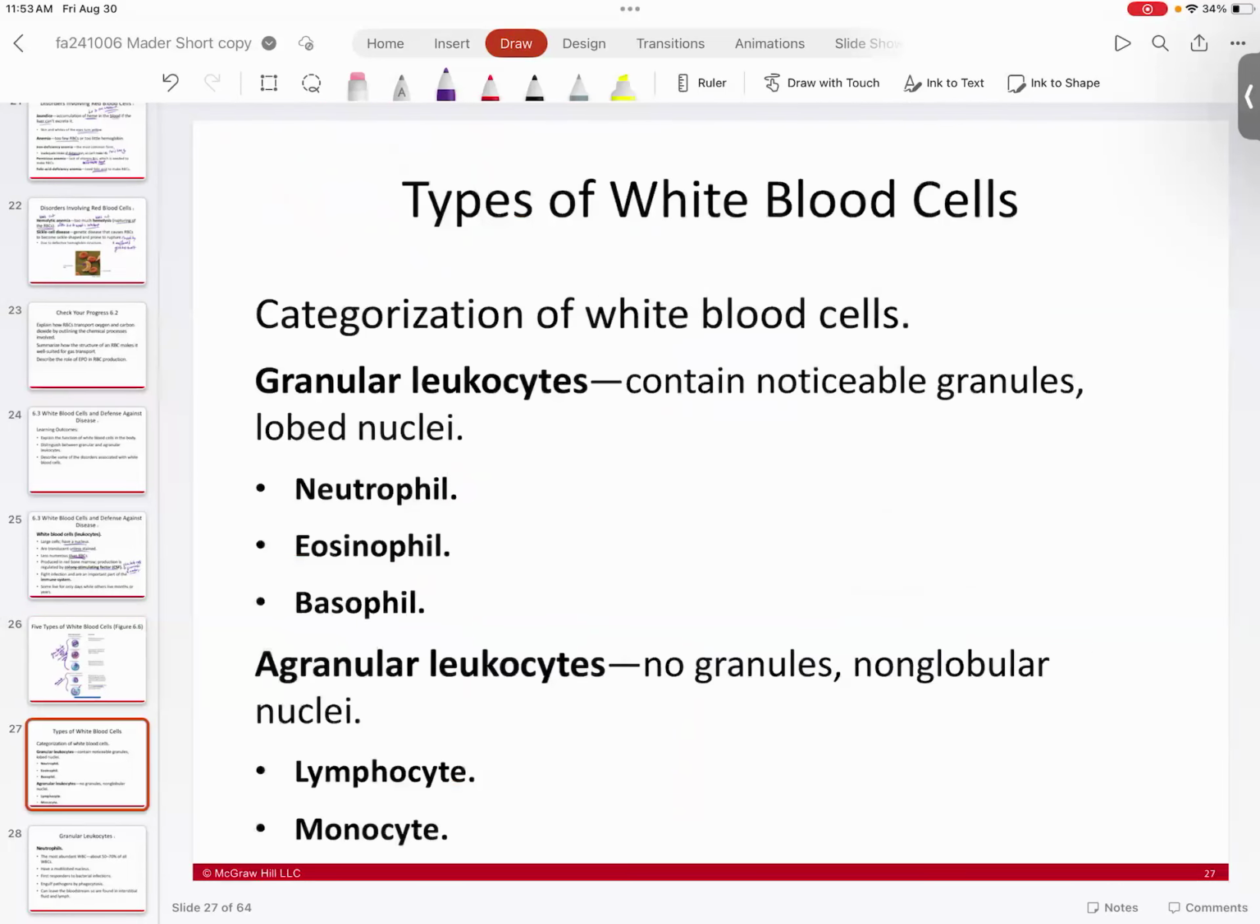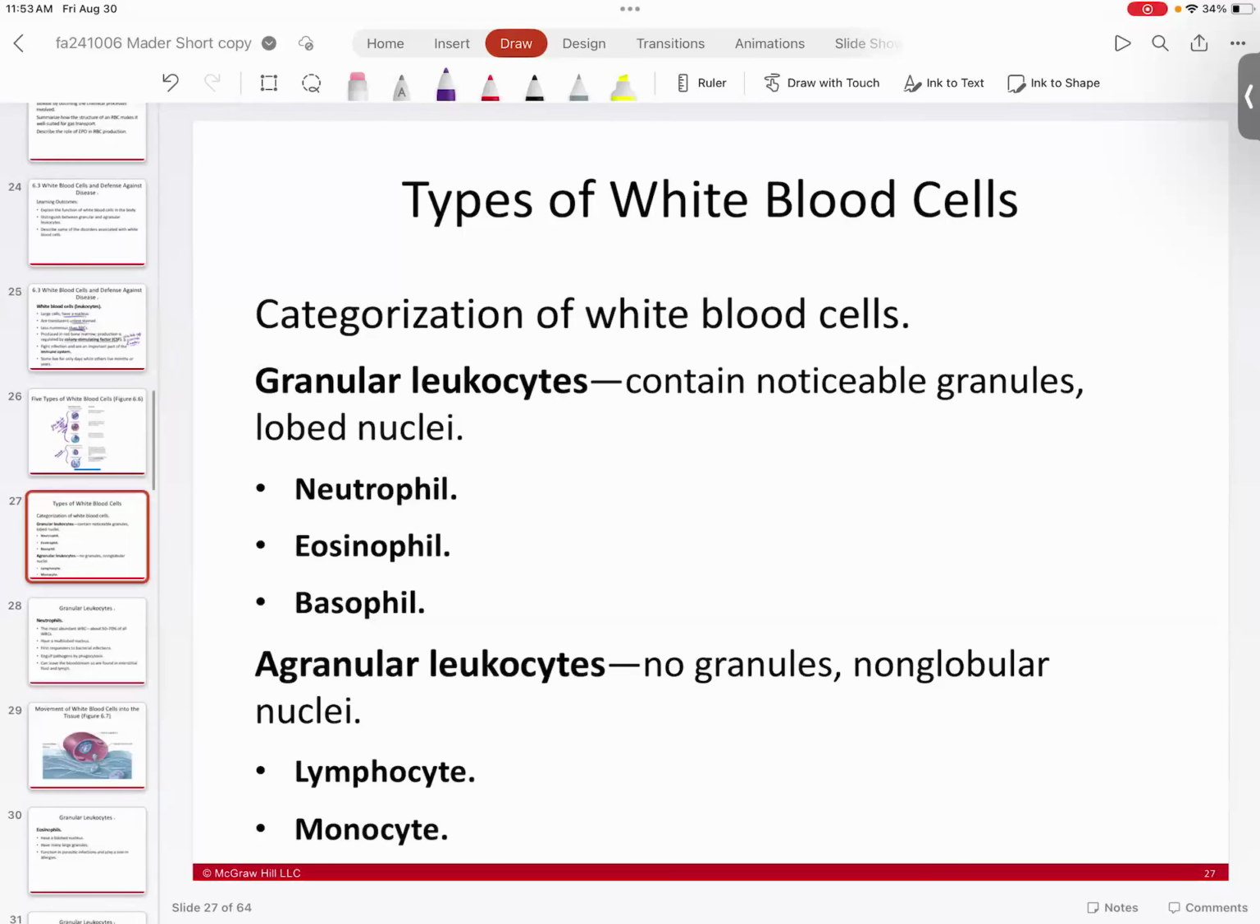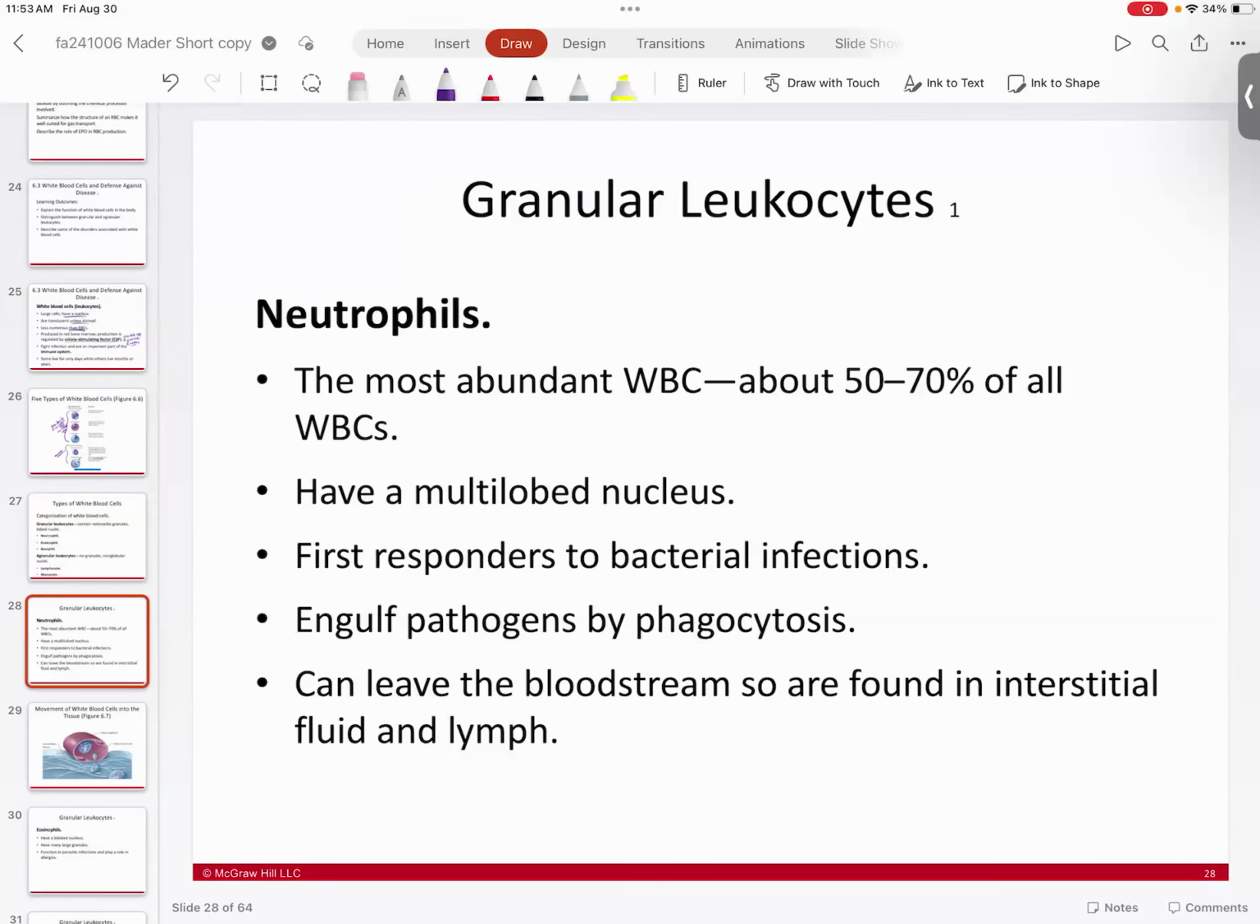So these are your major groupings. So the granular leukocytes are the neutrophils, eosinophils, and basophils. Of course, the agranular leukocytes are going to be the lymphocytes and the monocytes. So let's take a look at each one and what they do.